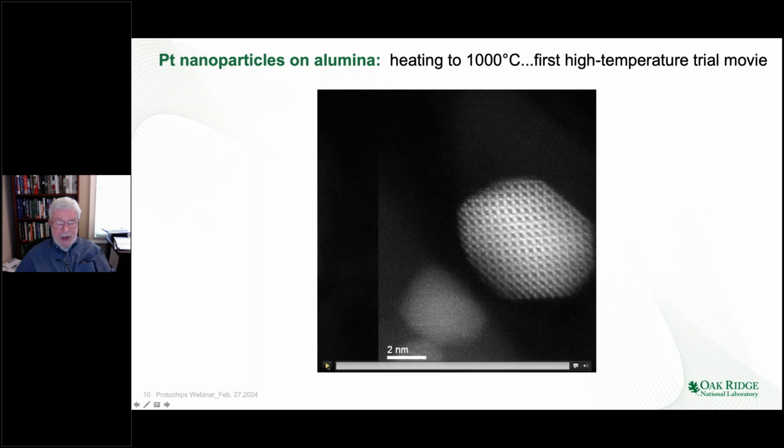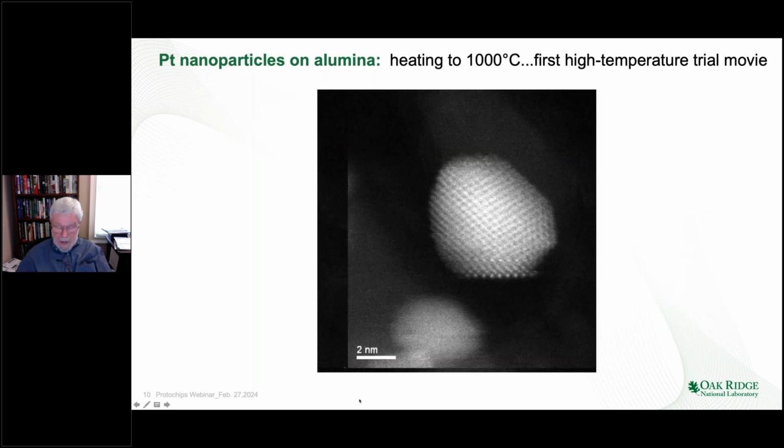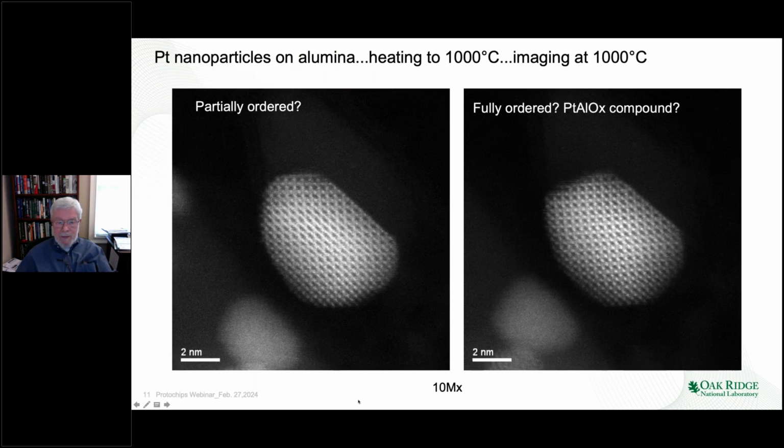And this is frames taken over a short time because this was changing relatively dramatically. But what you can see is that it looks like it's ordering along the way. Okay, and here's 2 frames. We think this is showing it partially ordered. This is taken at 10 million X at 1,000 degrees centigrade. Again, we were pressing and trying to get the ultimate kind of imaging capability just to get an understanding of what it would do. This was pretty remarkable that we could take pictures like this.